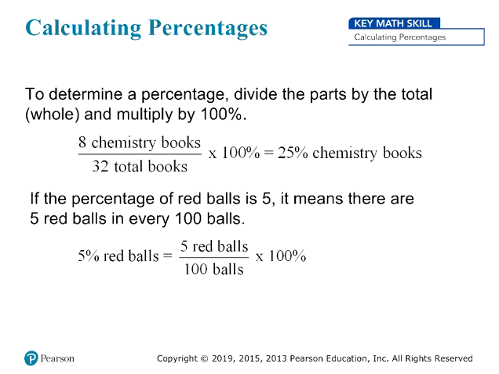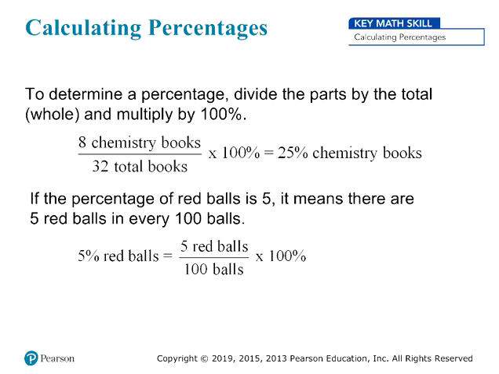So for example, let's say you have 32 total books on your bookshelf, and 8 of those books are chemistry books. We can figure out the percentage of your books that are chemistry related by taking 8, dividing it by 32, and multiplying by 100. And so we'd end up with 25%.